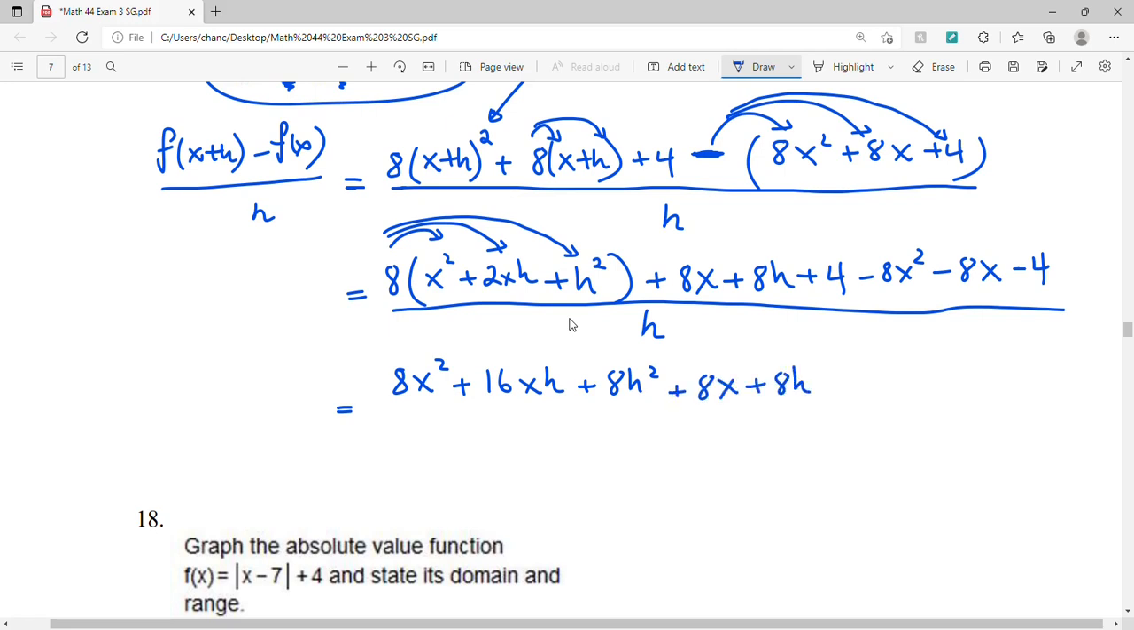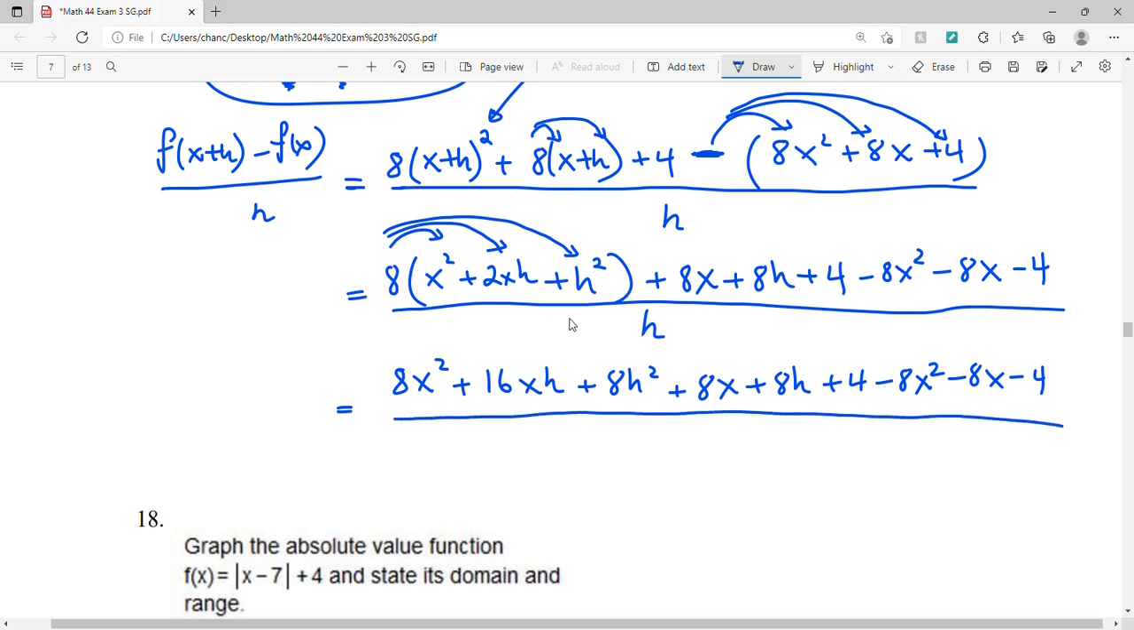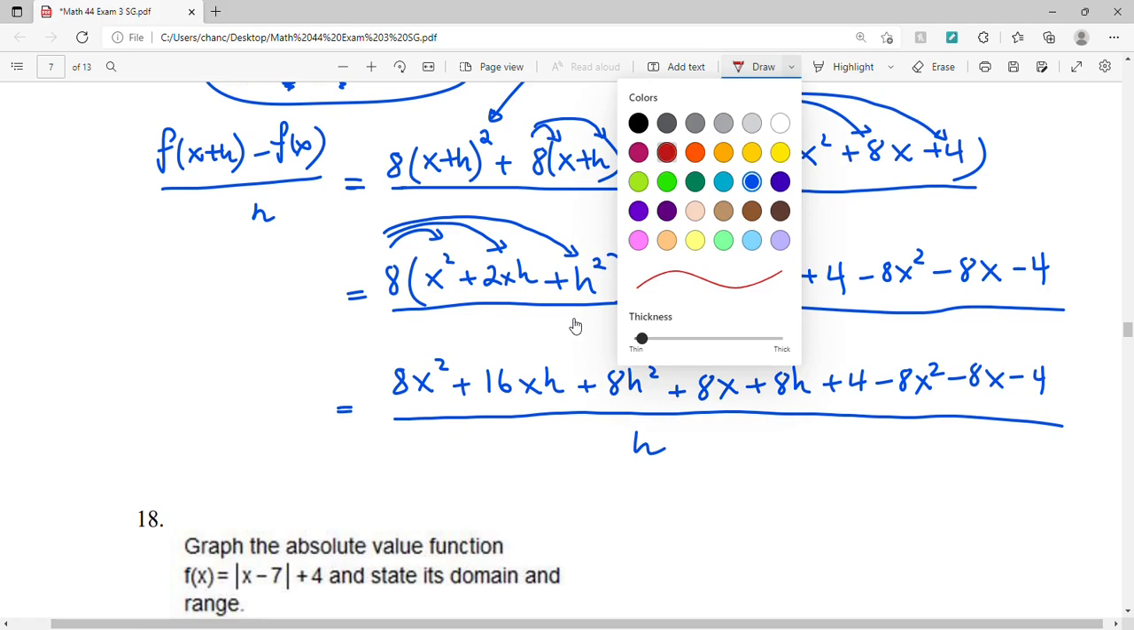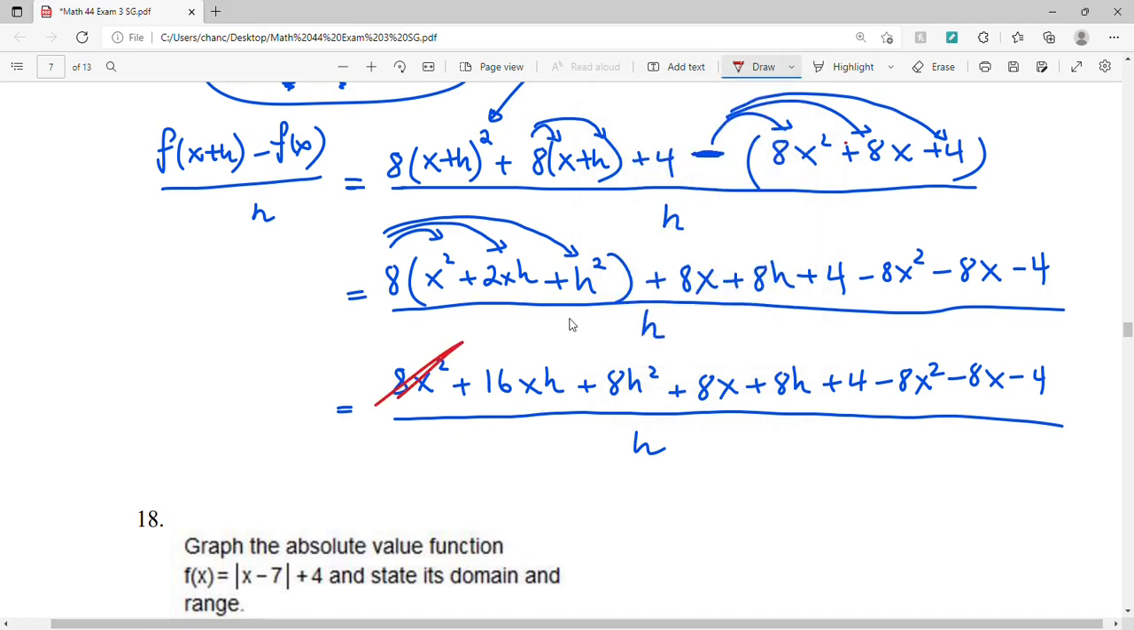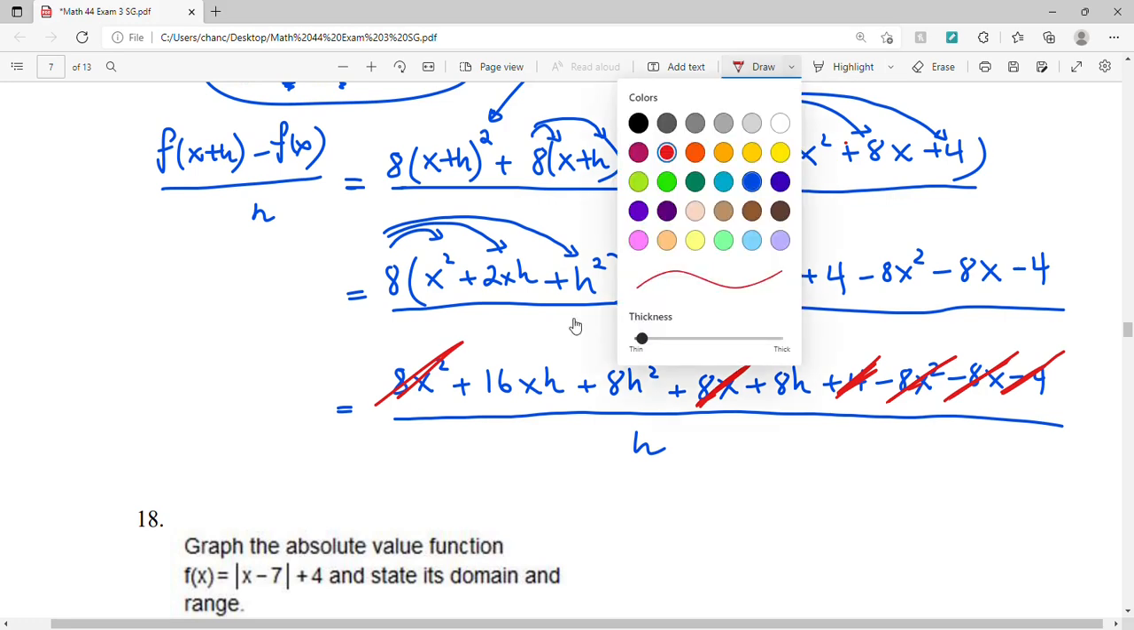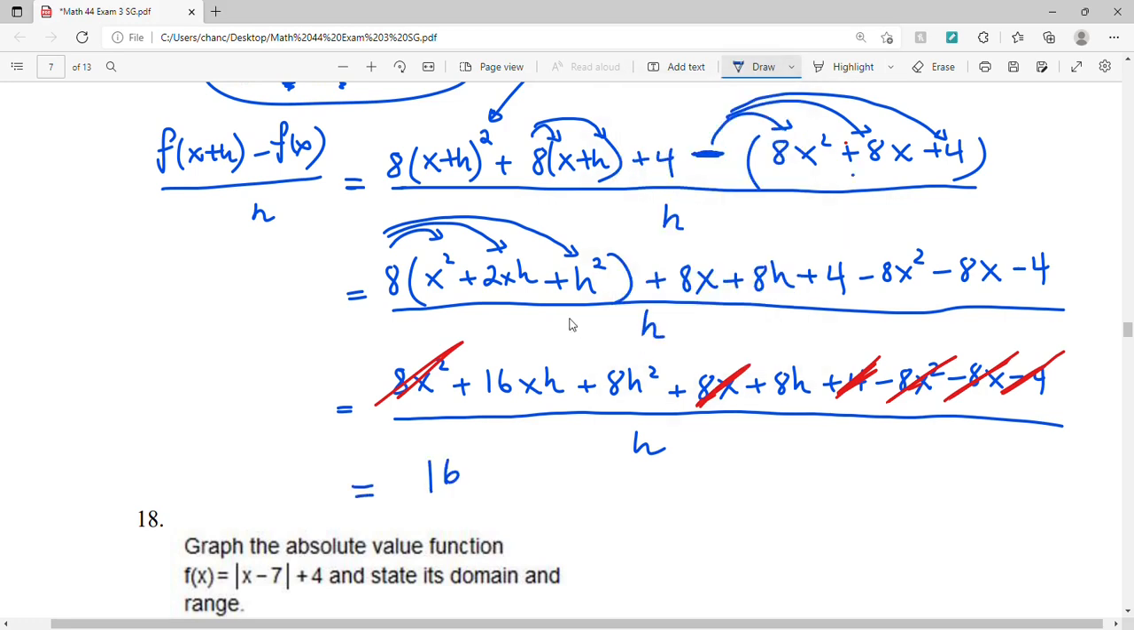I like to copy the rest because there is typically a pattern. You'll see that a lot of things should cancel out. And you can see that the 8x squared cancels out with the negative 8x squared. Negative 8x cancels out with the positive 8x. The negative 4 cancels out with the positive 4. And we'll see what's left over. Left over is 16xh plus 8h squared plus 8h, divided by h.